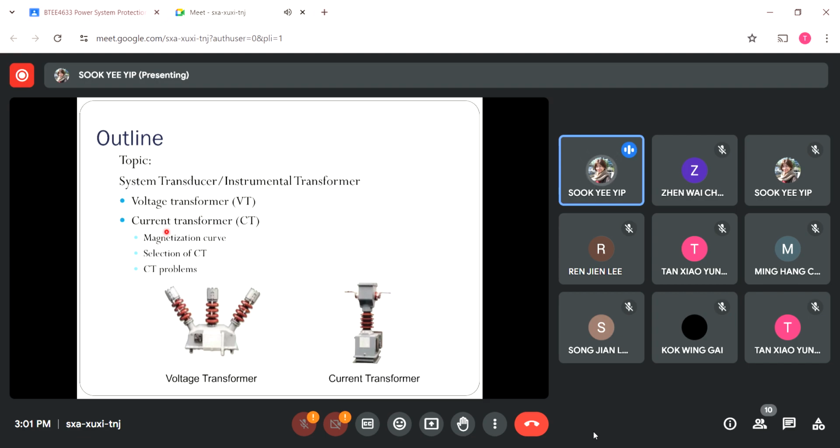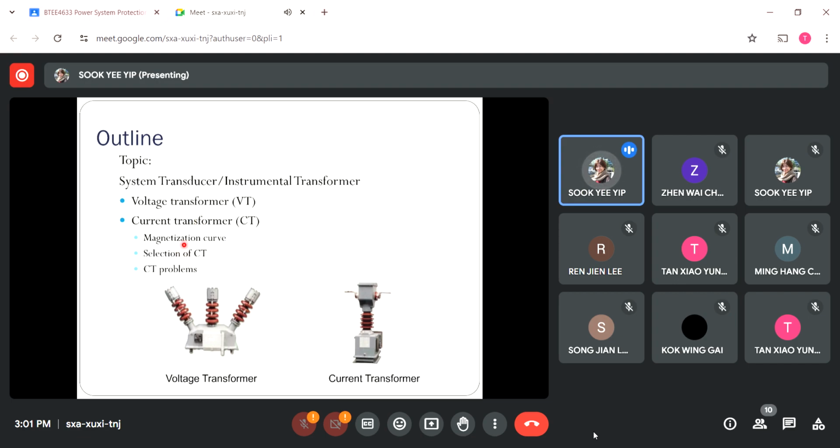Then the second topic here will be about the current transformer, in short, CT. We also have two types of current transformer. Based on how the primary circuit is configured, we have wound types and bar primary types of current transformer. So we'll see what the difference is in terms of their constructions, working principles and all.